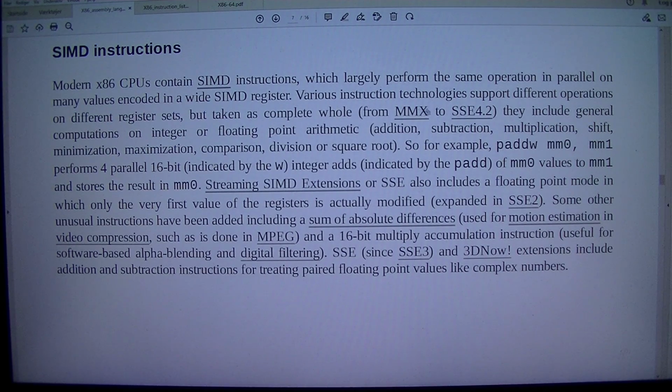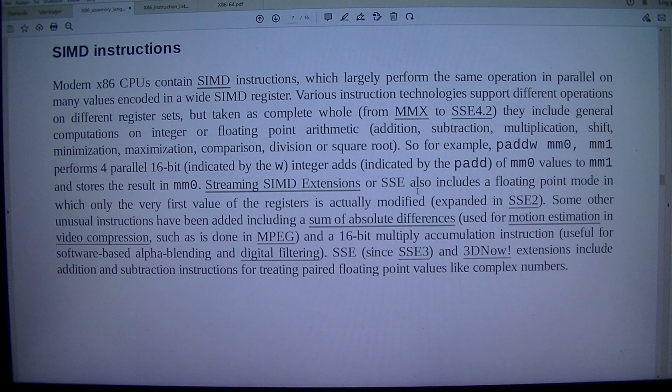Various instruction technologies support different operations and different register sets, but taken as a complete whole, from MMX to SSE 4.2, they include general computations on integer or floating point arithmetic: addition, subtraction, multiplication, shift, minimization, maximization, comparison, division or square root. So for example, paddw mm0, mm1 performs 4 parallel 16-bit, indicated by the W, integer adds, indicated by the padd, of mm0 values to mm1 and stores the result in mm0.